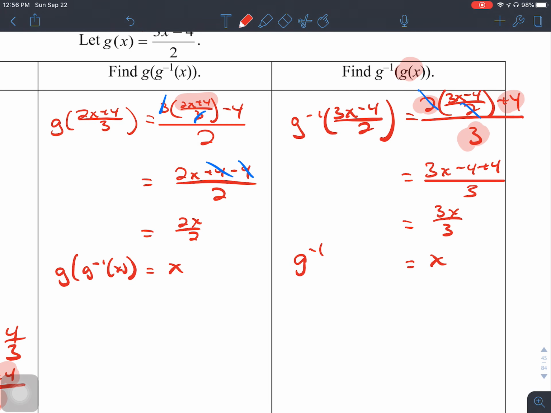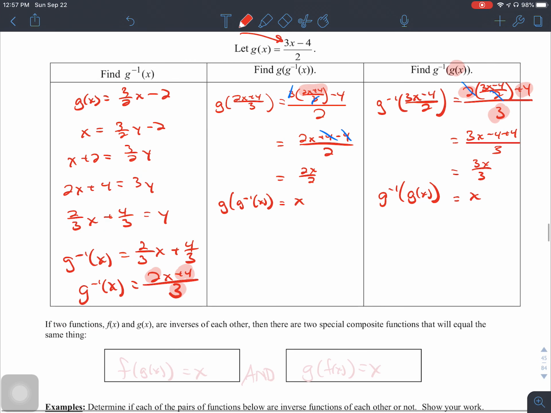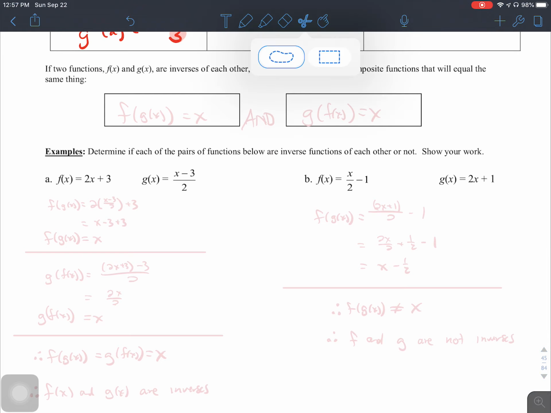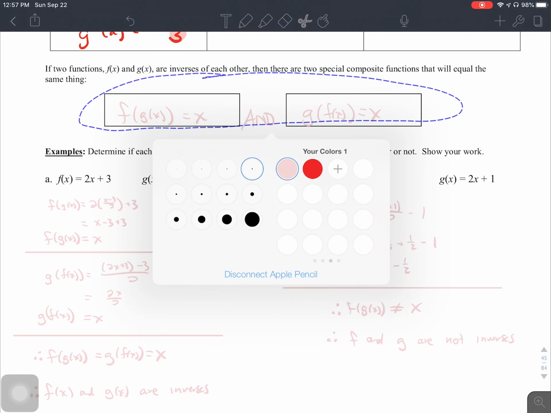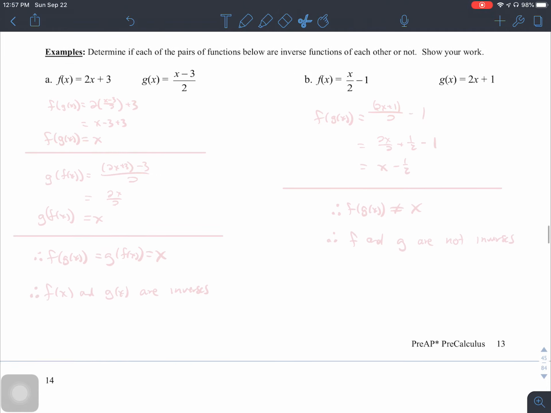So g inverse of g of x, oh, that's also x. Huh. That is interesting. Coincidence? I don't think so. If two functions f and g are inverses of each other, then there are two special composite functions that will equal the same thing. f of g of x will be x, and g of f of x will also be x. This works every time you have two functions that are inverses. We have two examples of such things.